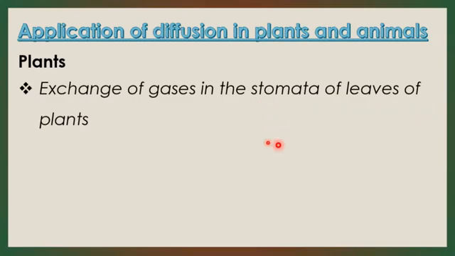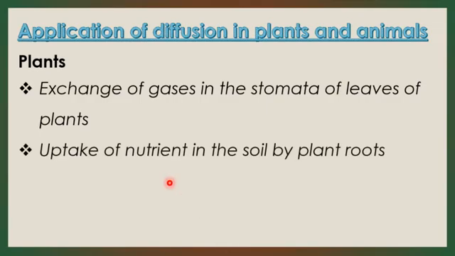Okay? Now let's move on to the second example of diffusion in plants. And this has to do with nutrients. Plants need nutrients to grow, okay? And these nutrients are mostly found in the soil, where the roots of plants are.